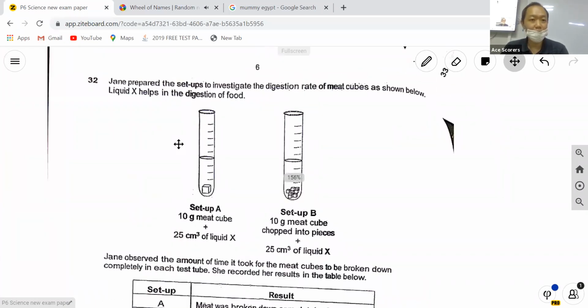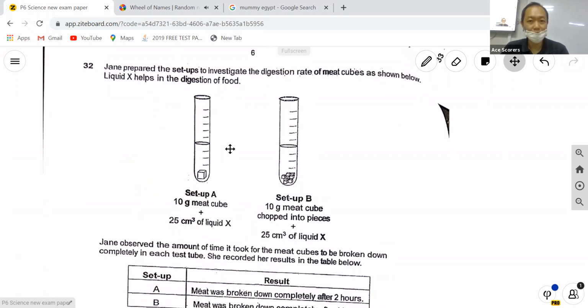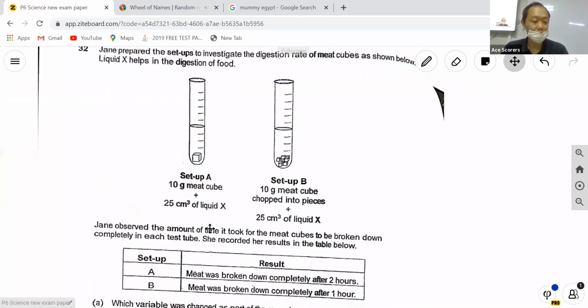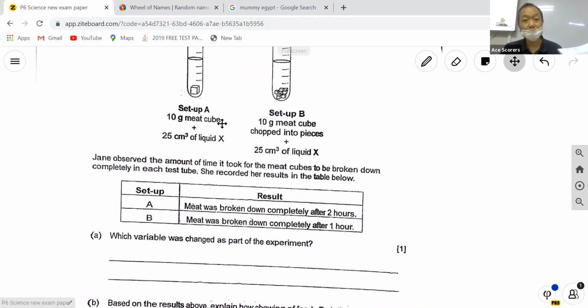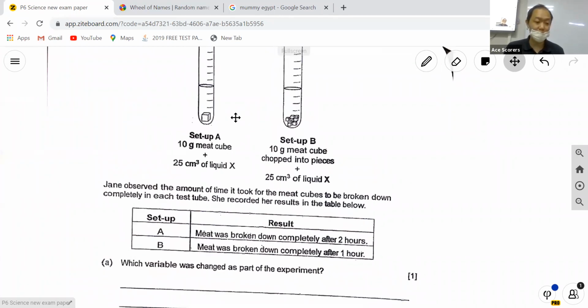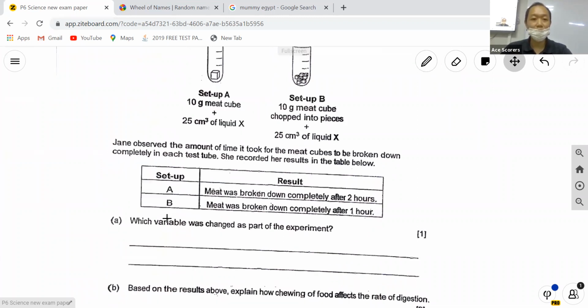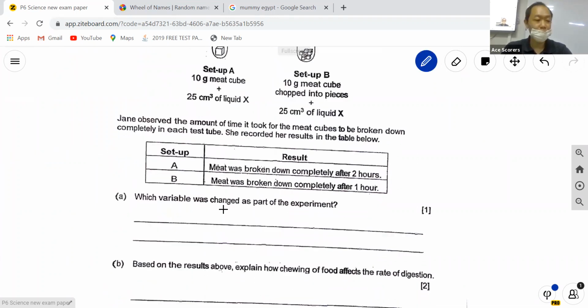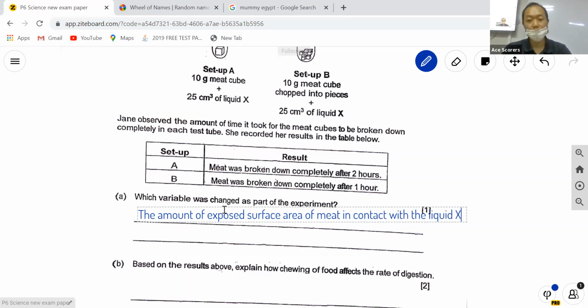Come. Prepare the setups, investigate digestion of meat cube. Which variable was changed as part of the experiment? It's very obvious. Is it the size? Are you sure it's the size? Right, it's the exposed surface area. The area of meat in contact with the liquid. Okay, so this is the variable.